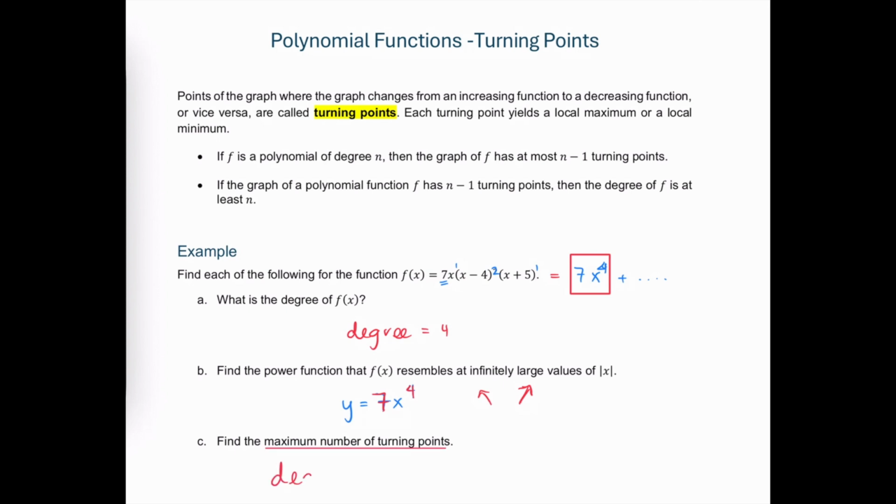Now the maximum number of turning points for a polynomial of degree n is going to be n minus 1. So we don't know much about this graph yet, but we do know that for this 4th degree polynomial function, it can at most have 3 places at which it changes from being increasing to decreasing or vice versa.